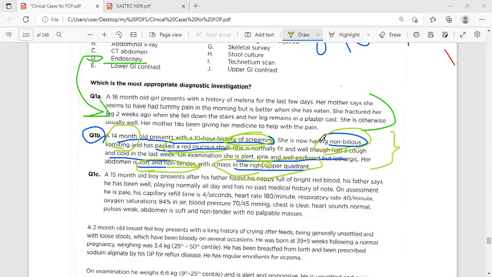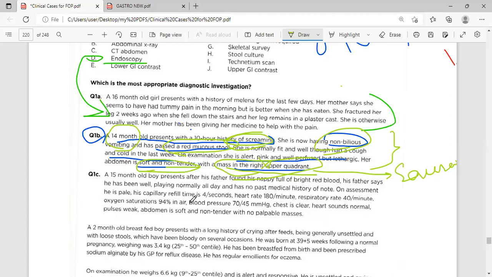And then there is a cough. It does not have any kind of significance here. And then there is a mass in the right upper quadrant. Usually, what is this mass called? Sausage shape. Yes, this is called a sausage-shaped mass. So this is a case of intussusception.